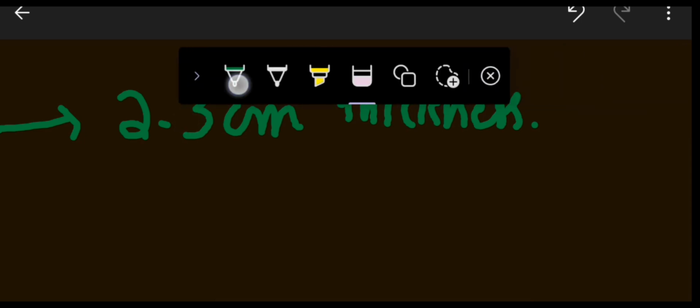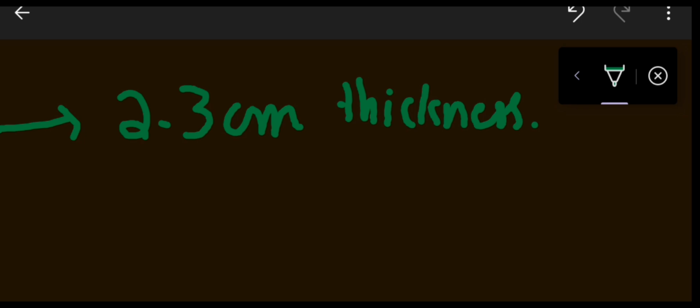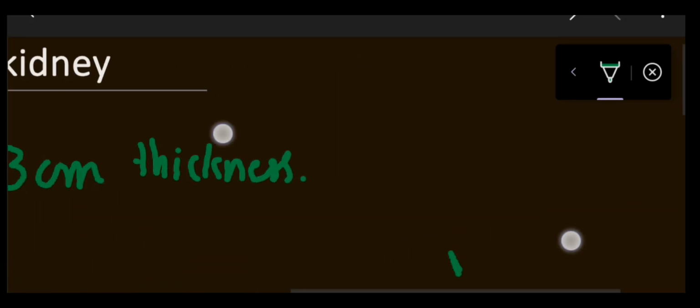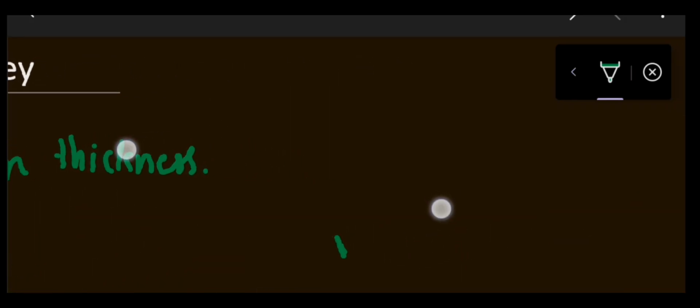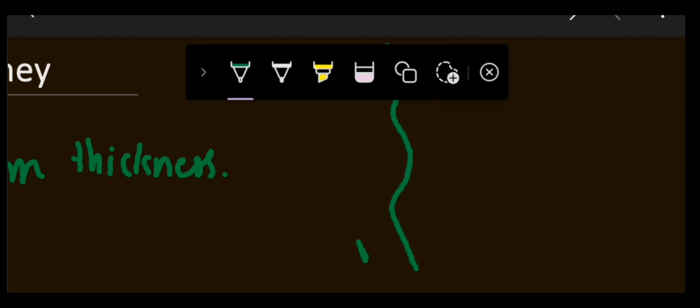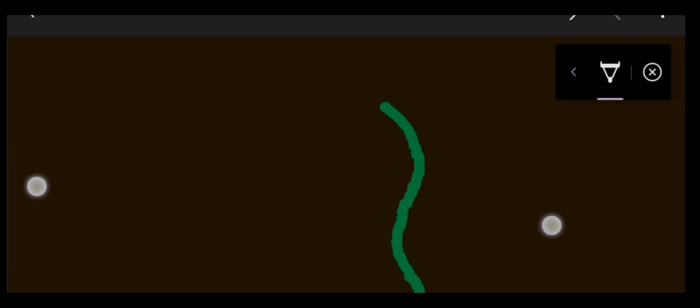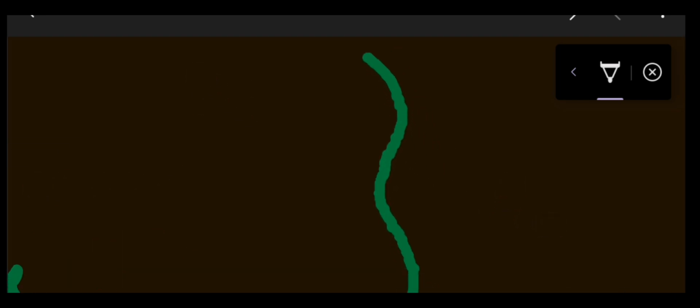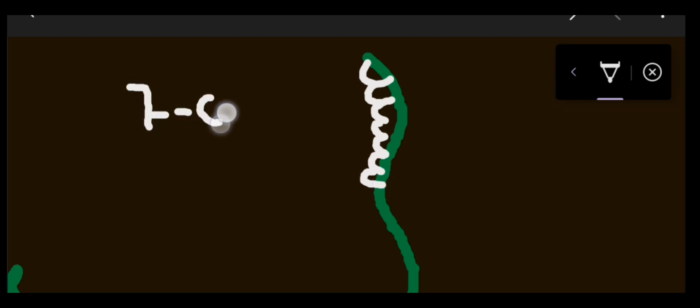After this, if we look at the position of the kidney, I can draw the vertebrae here. First we have the 7 cervical vertebrae: 1, 2, 3, 4, 5, 6, 7. These are the 7 cervical vertebrae. Then we have 12 thoracic vertebrae.